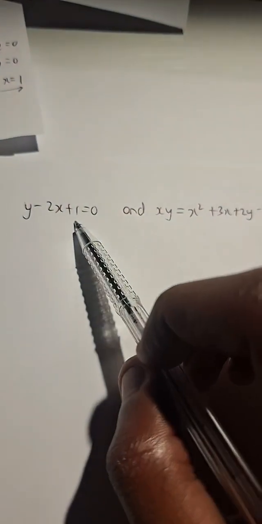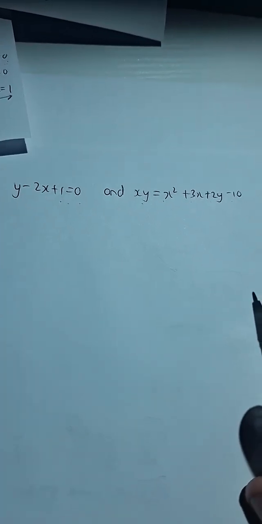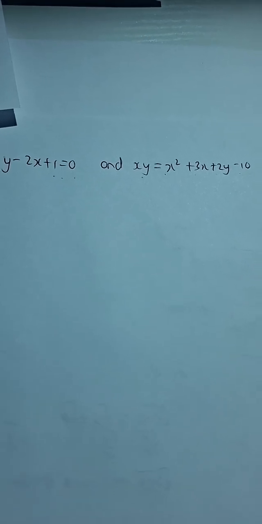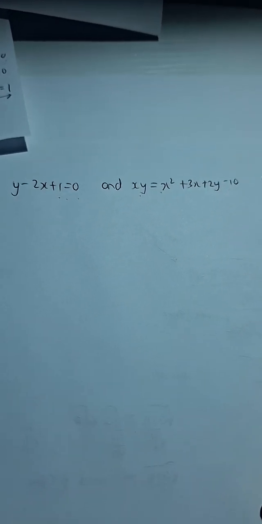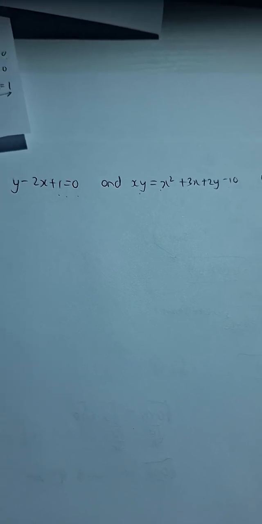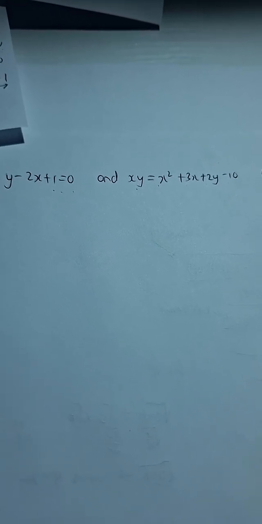Okay, y minus 2x plus 1 is equal to 0 and xy is equal to x squared plus 3x plus 2y minus 10. I think one other thing we need to be very much aware of, guys, is that nowadays, I don't know if you guys saw the national paper that was written by the grade 12s. A lot of grade 12s were waiting to get a question of simultaneous equations so that they can get the 7 marks that is usually due to them in that section. But this year, in the final end of year paper, that was written last week Friday, the grade 12s got the surprise of their life.